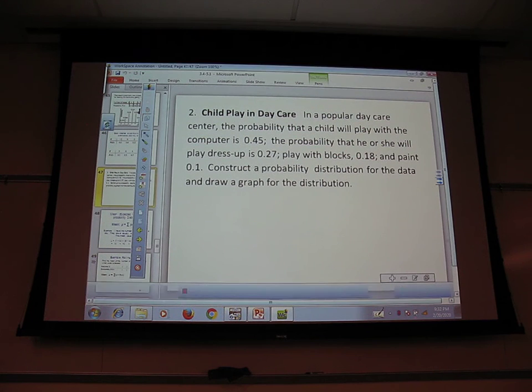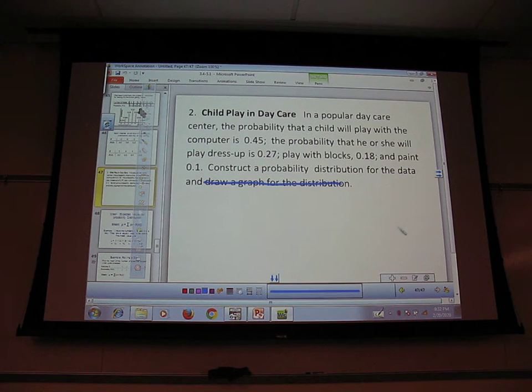Child daycare. Patrick, can you read? A child plays in daycare. In a popular daycare center, the probability that a child will play with the computer is 0.45. The probability that he or she will play dress up is 0.27. Play with blocks is 0.18, and paint is 0.1. Construct a probability distribution for the data and draw a graph for its distribution. Don't worry about that, just construct a probability distribution for the data.